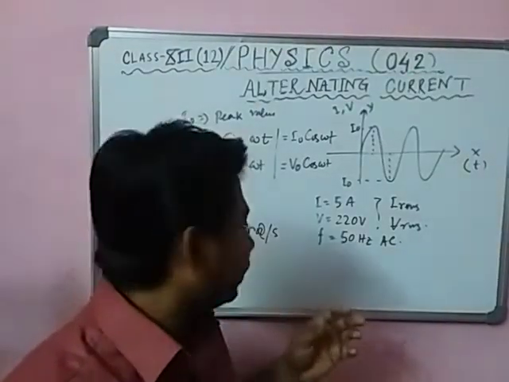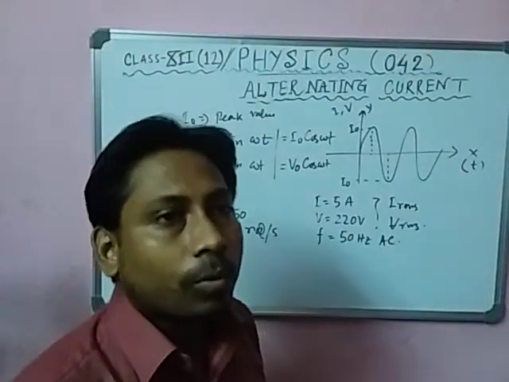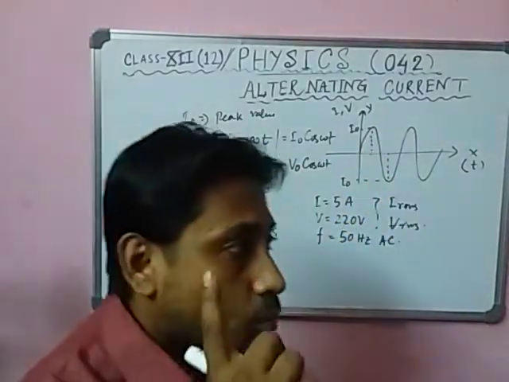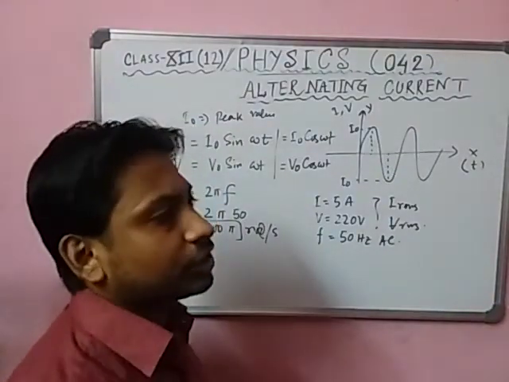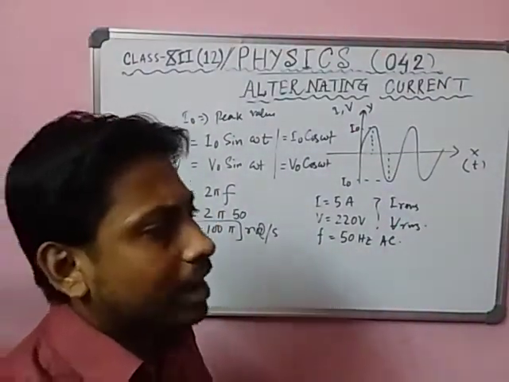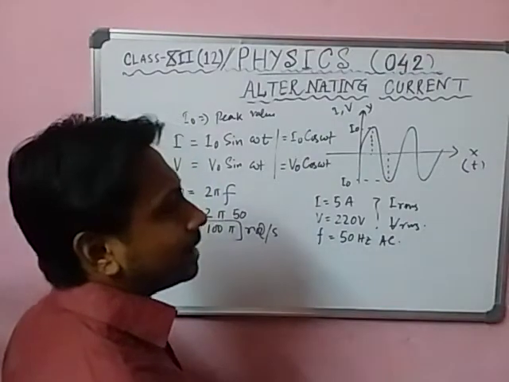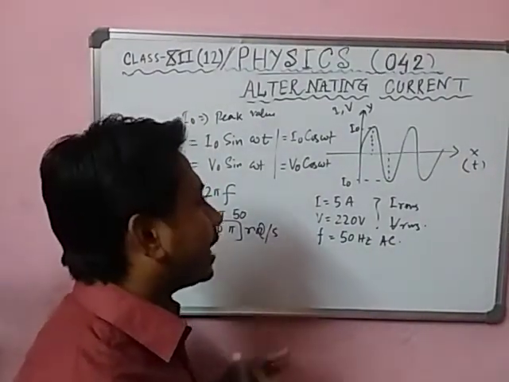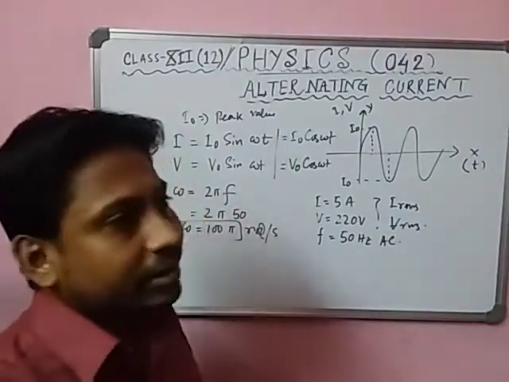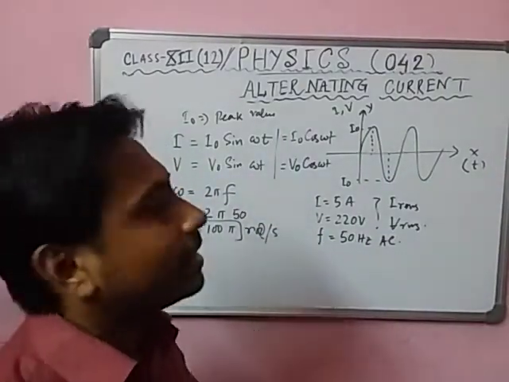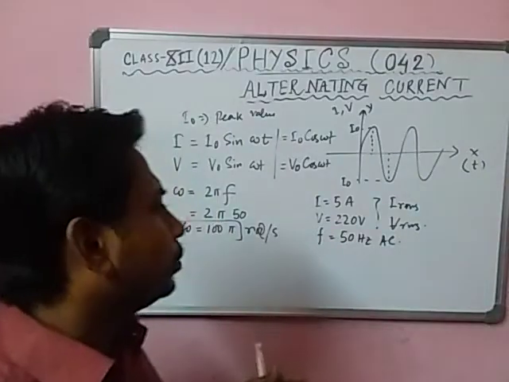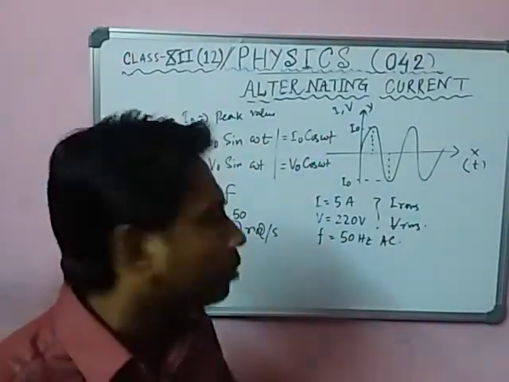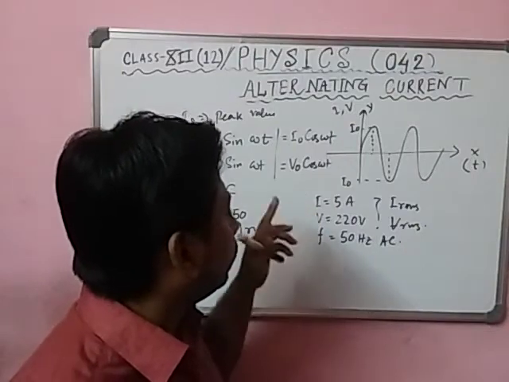Students, again listen. 50 Hertz AC means 50 times plus and 50 times minus in 1 second. Frequency means the number of oscillations in 1 second. So 50 Hertz means 50 plus and 50 minus in 1 second, total 100 times. Polarity changes 100 times in 1 second. In our domestic purpose, in our house, we use 50 Hertz AC, 220 volt, 5 ampere.